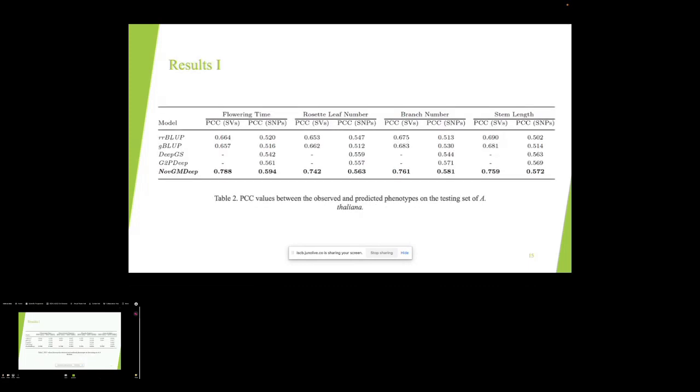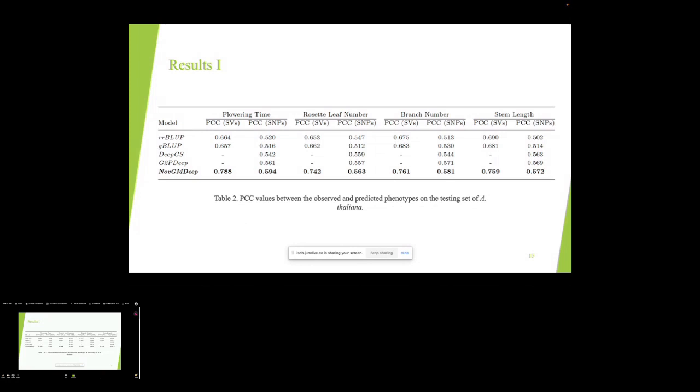Now let's talk about the results. The model was trained with both structure variant and SNP datasets for Arabidopsis. So first we are discussing the Arabidopsis results. From all the samples, 80% were used for training and 20% for testing, using threefold cross-validation.